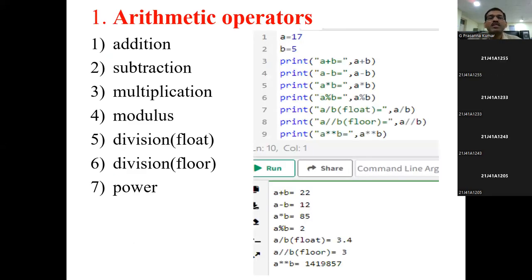Okay, first is the arithmetic operator. In the arithmetic operator, different operations are there: first is addition, subtraction, multiplication, modulus, division. In the division, there are 2 things. One is for the float and second is for the floor, and the 7th one is for the power. Okay, we'll take the example.